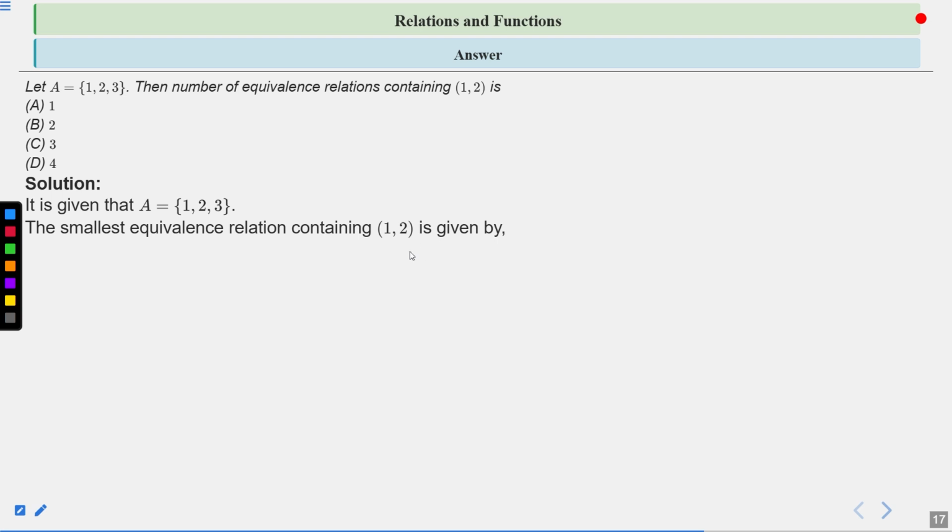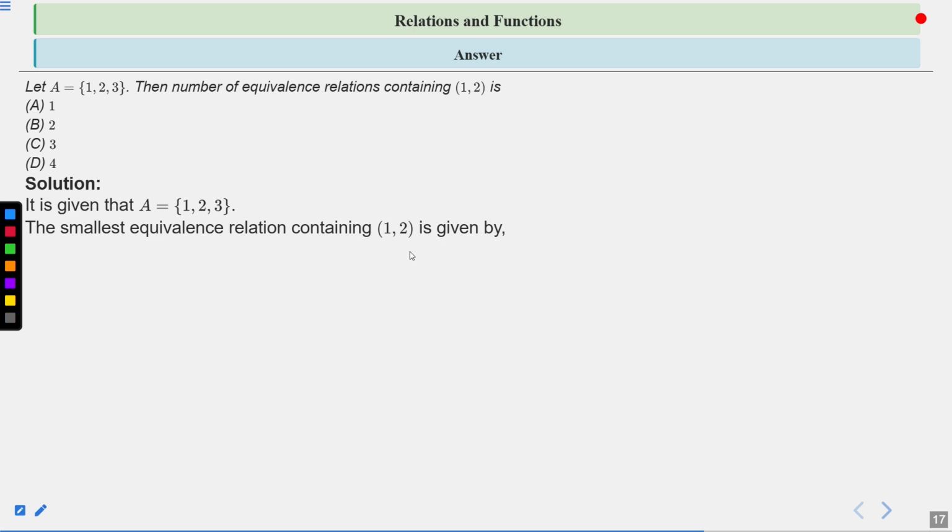So what is your doubt, Loveleen? Can you ask what is your doubt?